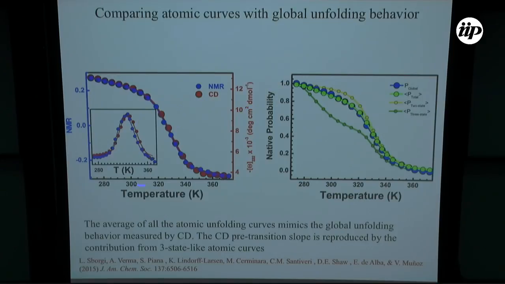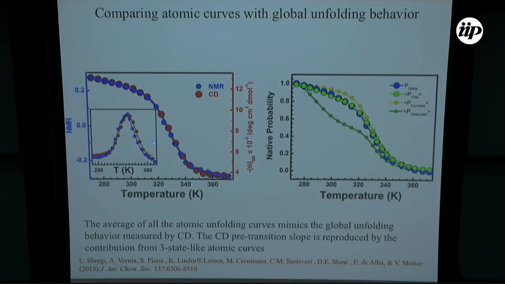And not only is it sigmoidal, it's also very, very similar to the curve that you get with a low-resolution technique, like CD, right? So this is a very important control because it's telling you that all this complexity is really associated to folding. It's just you're looking at local perturbations, but they all contribute to the process, okay?